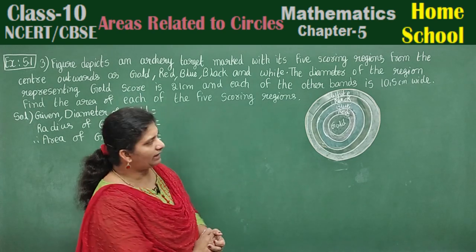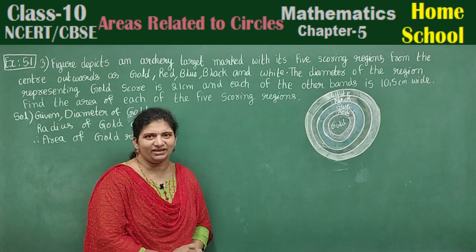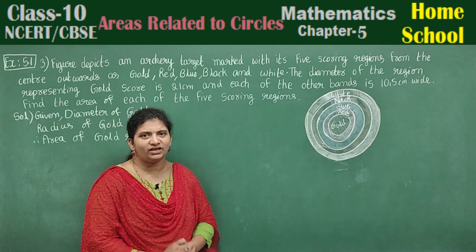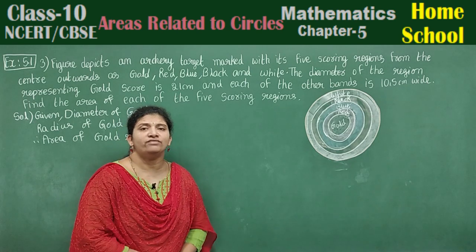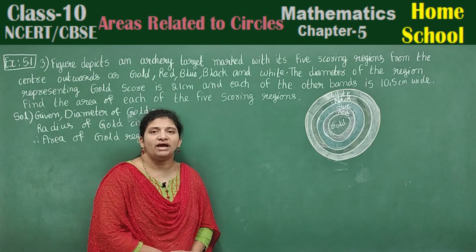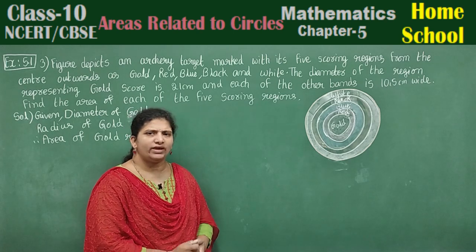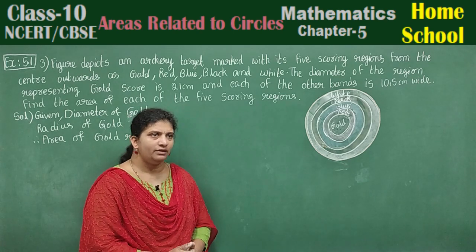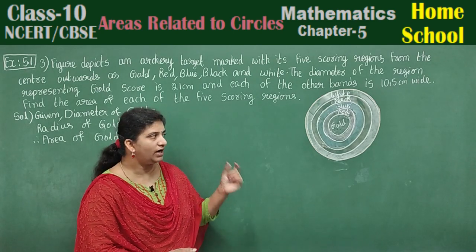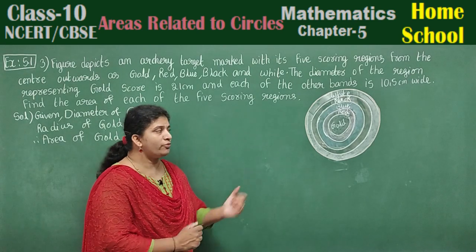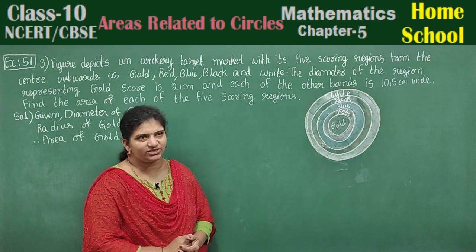Okay, how can I calculate? I just remember one formula, that is the area of a ring. How do we get the area of a ring? We have seen it in our introduction class. Do you remember, children? Area of a ring formula: pi capital R square minus pi small r square. When you have two radii, but here you may have many radii, according to the color we can take. We need to find the area of 5 scoring regions.